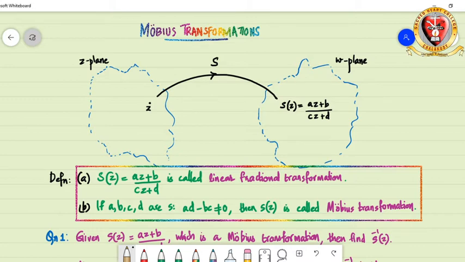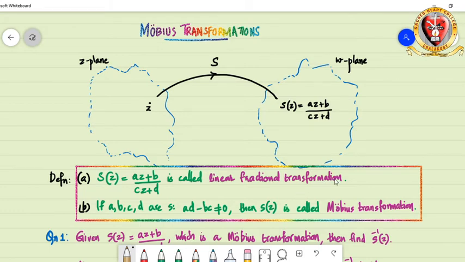Let us discuss how to define Mobius transformations and further topics related to it. Suppose you have a domain, the z-plane, and a point Z in the domain. Suppose S is a map from this domain which maps Z to the point S of Z equal to (AZ plus B) divided by (CZ plus D) in the W plane, which is the range. Then we call the function S a linear fractional transformation.